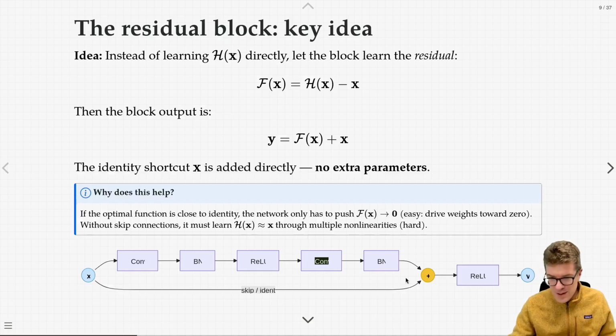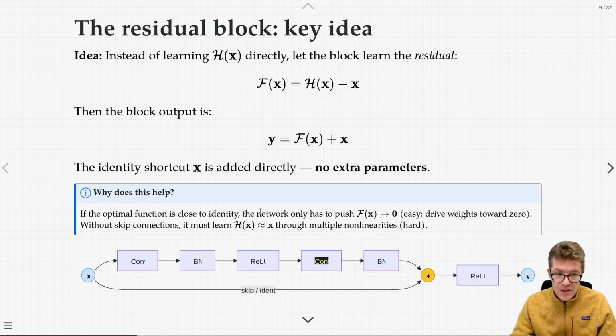Anyways, all of this, the H of x and x, will be passed through a ReLU, which provides our outputs. So we have the skip identity, which allows us to basically combine H of x and x.